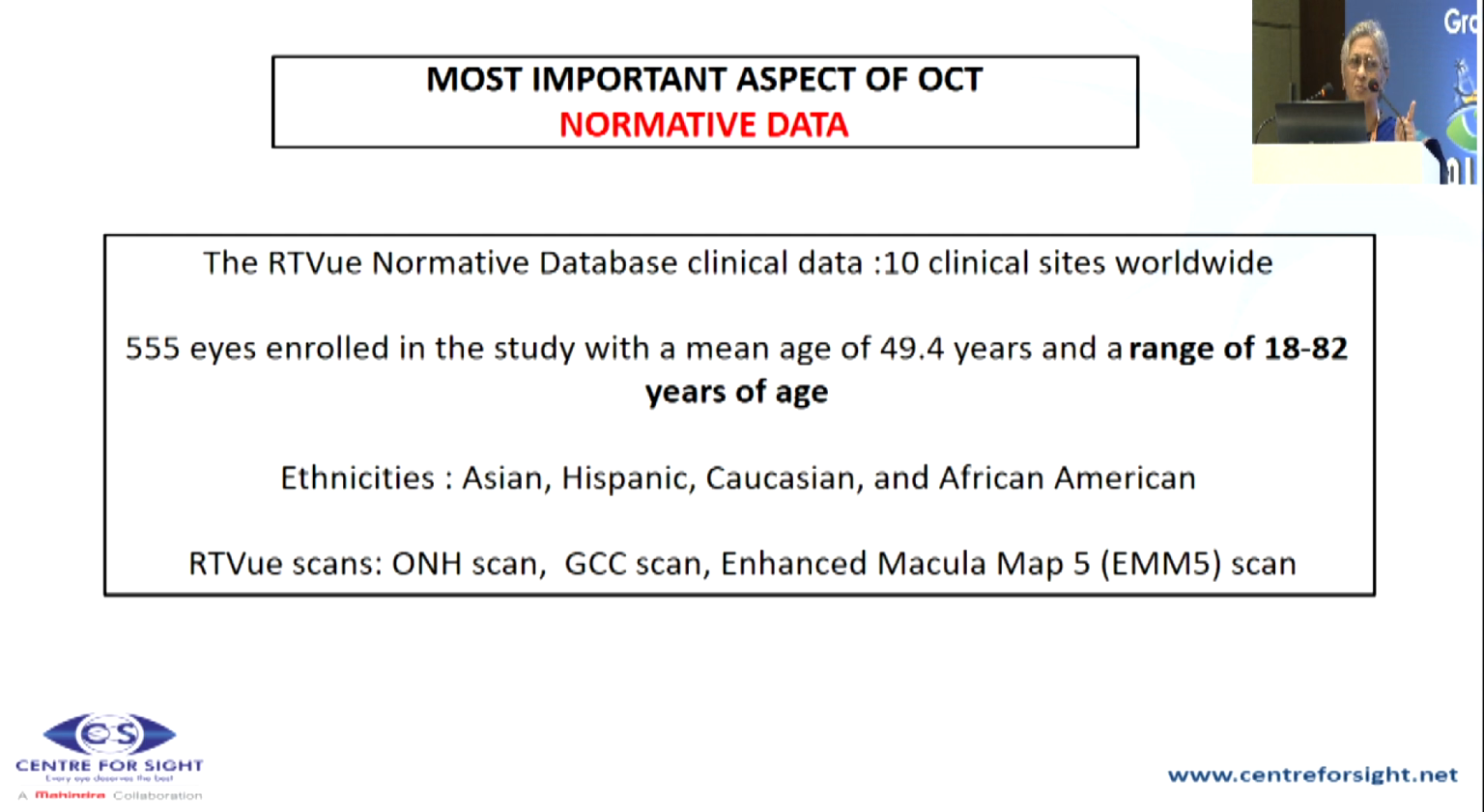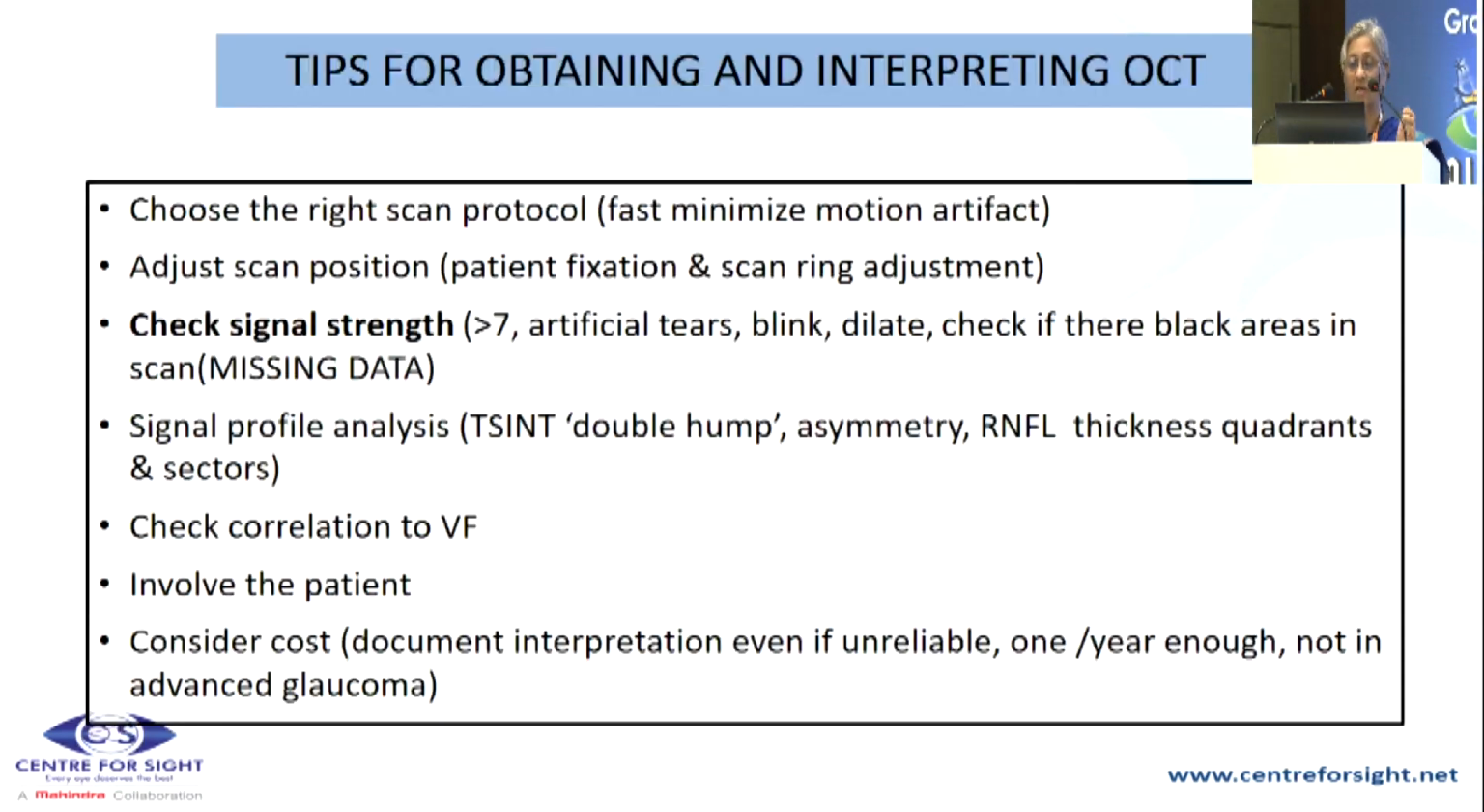Now, mind you, this becomes a huge problem because children who are below 18, and many of them are coming to us now for detection whether they have glaucoma or not, we have no database. But we can always record it and then follow them up over time. Ethnicities have been Asian, Hispanic, Caucasian, and African American. Now, what does the RTVue scan? The optic nerve head, the ganglion cell complex. It also gives us the macular scan to tell us about what has happened to the ganglion cell complex.